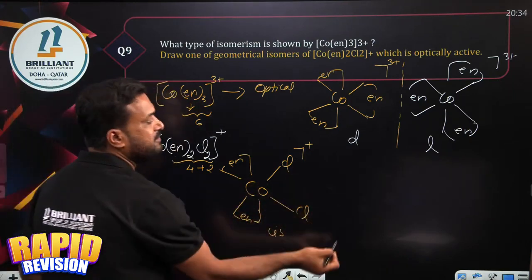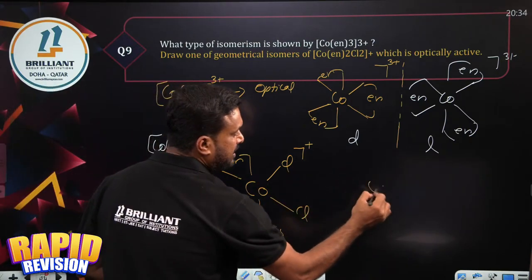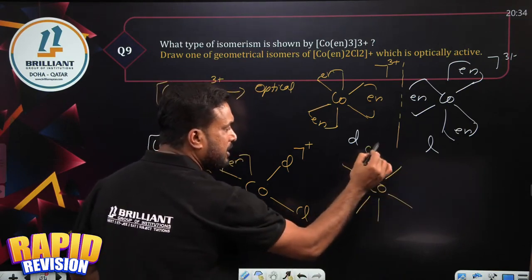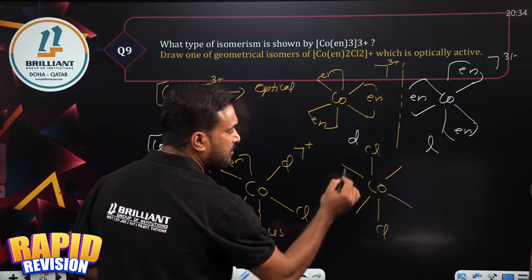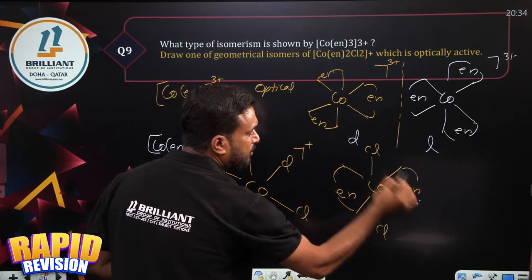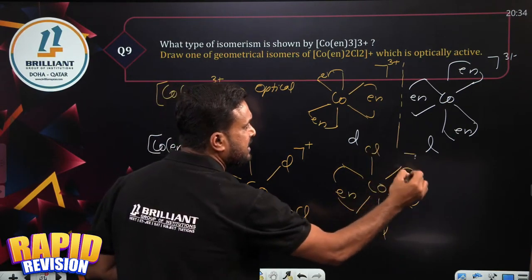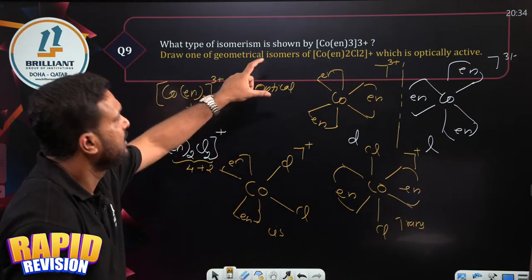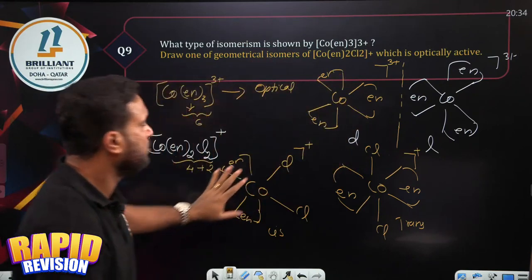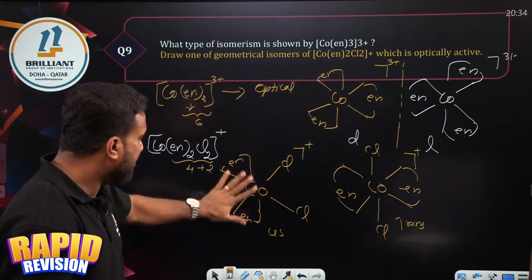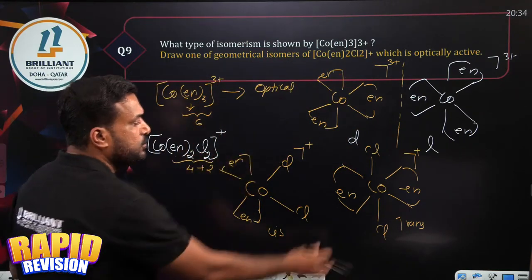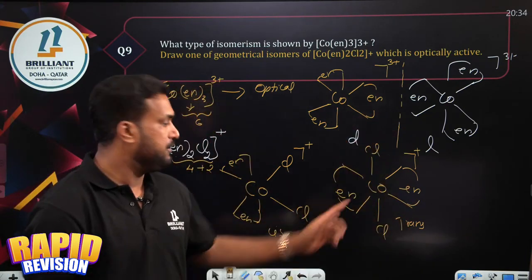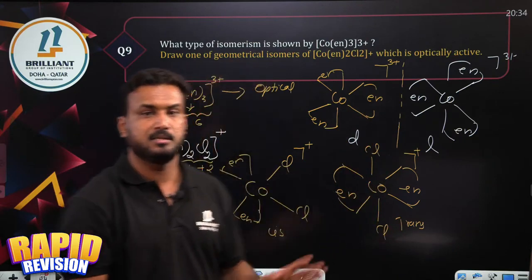And you know the trans we can draw. How do you draw trans? Again, put Co, 1, 2, 3, 4, 5, 6. Trans means you put 1 Cl over here, 1 Cl over here, 1 en over here, 1 en over here. En, en same side, Cl, Cl same side, plus charge: this is trans. No need to draw this; the question is not asking, but I drew it to understand. Sometimes they may ask. Among these, which is optically active? If you take the mirror image of trans, you will get the same.